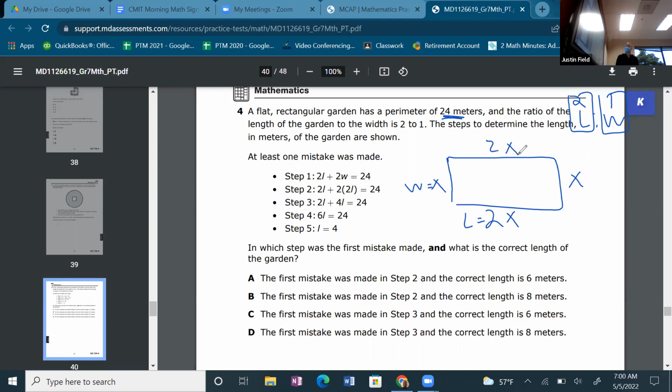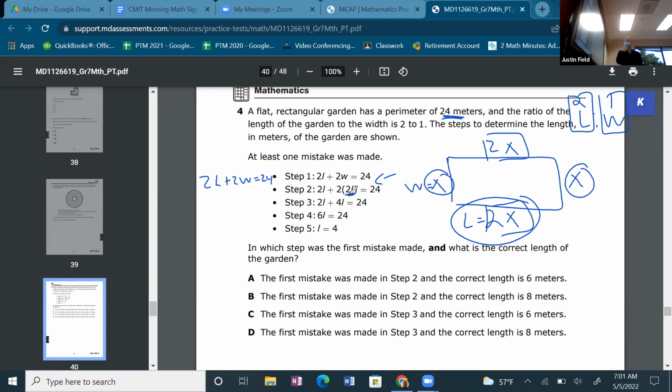If one side is x, the other side is x. If the bottom is 2x, then the top is 2x. Okay, so then we know the perimeter formula. We add the sides together. They're saying 2L plus 2W is 24. But we know L is 2x. So then they substituted in 2L.